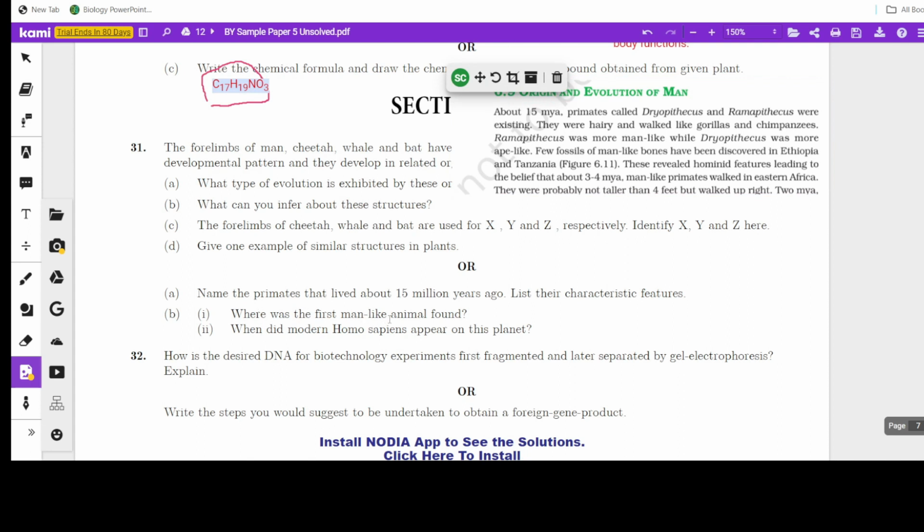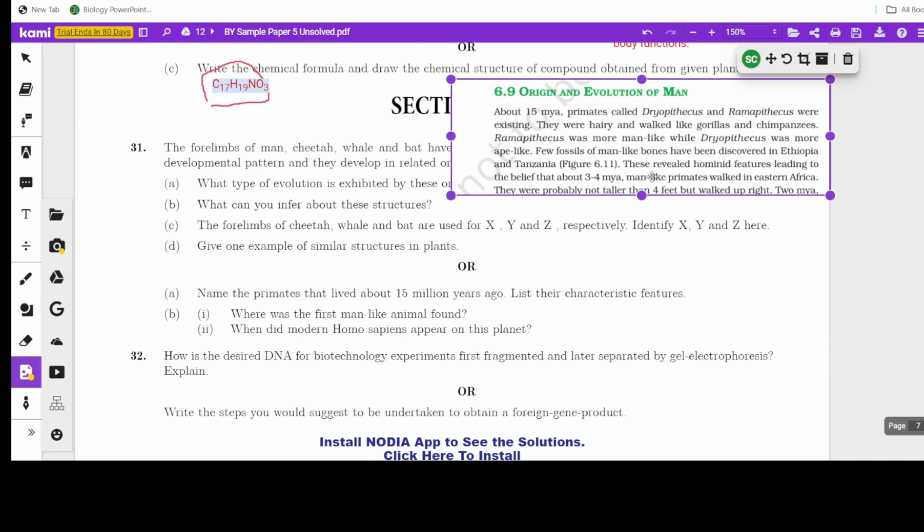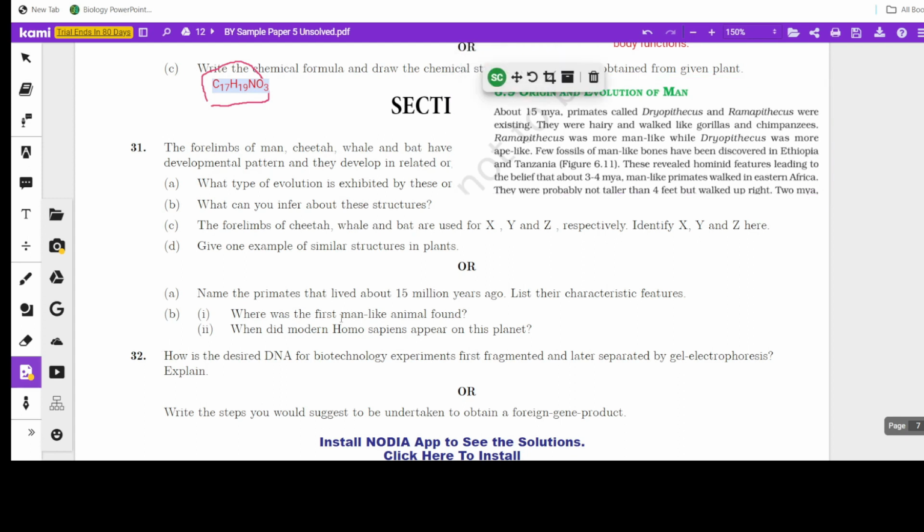When was the first man-like animal found? It was found in Ethiopia and Tanzania. Few fossils of man-like bones have been discovered in Ethiopia and Tanzania. When did modern Homo sapiens appear on this planet?